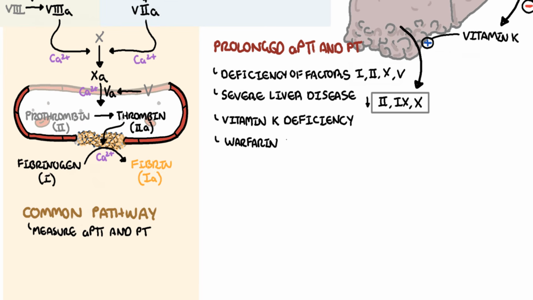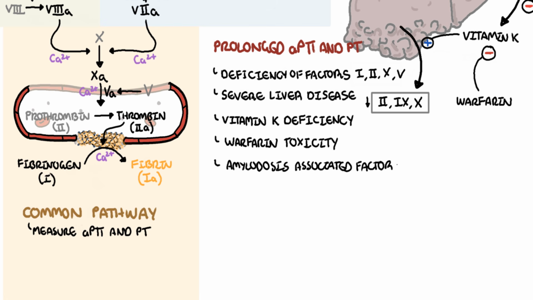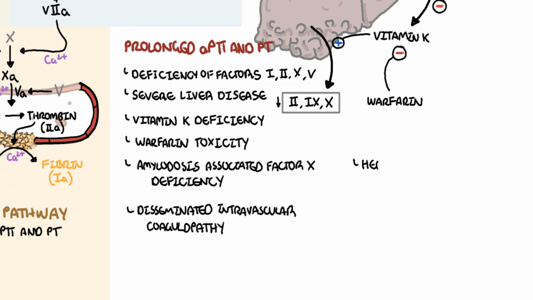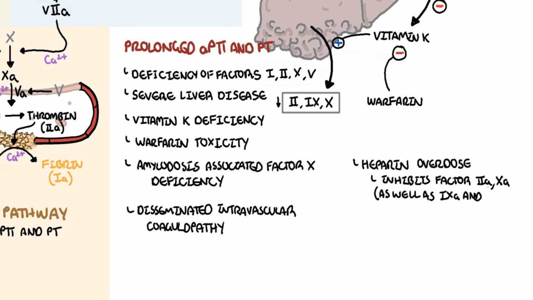Warfarin toxicity causes bleeding because it inhibits the synthesis of vitamin K dependent clotting factors, which include factors 2, 7, 9, and 10. Other causes include amyloidosis associated factor 10 deficiency, disseminated intravascular coagulopathy, and heparin overdose. Essentially, too much heparin will inhibit more than factor 10. It can inhibit factor 2A, 10A, as well as 9A and 11A.